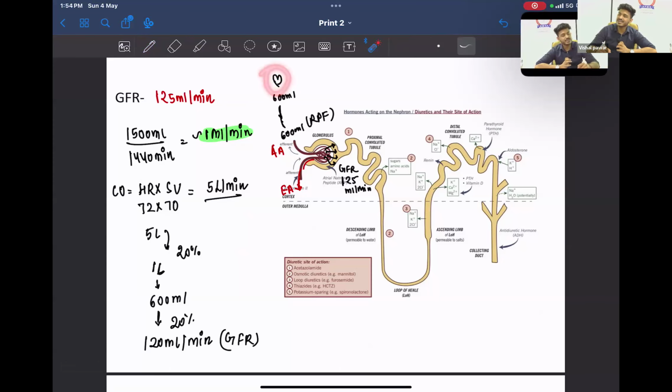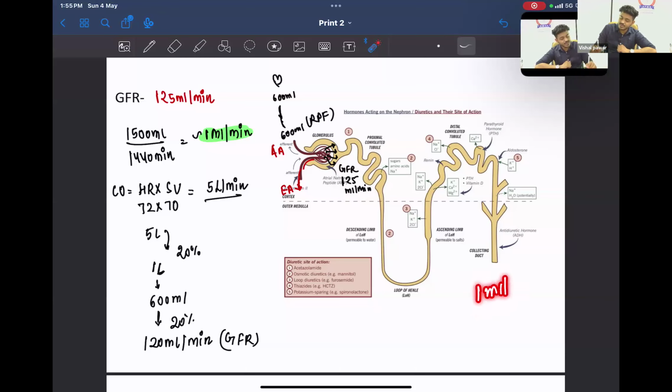So the heart will be releasing 5 liters of blood. Look here, everyone. Out of that 5 liters, how much is going to the kidney? 20%. That is going to be 1 liter. Out of that 1 liter, 40% will be cells and 60% will be plasma, 600 ml. And out of that plasma, only 20% is getting filtered. So approximately 125 ml is the GFR. In a normal day, you are passing 1,500 ml of urine, and you are having 40 minutes.